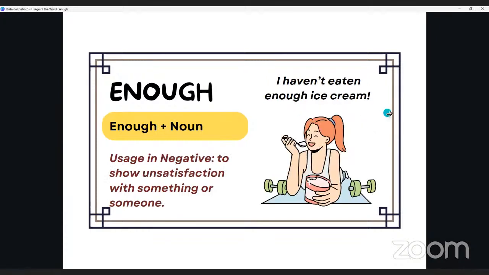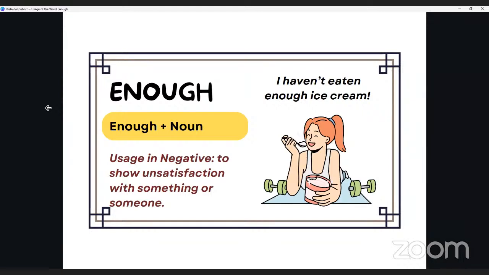Thank you, Emily. Livni, could you help me with this one? Yes. Enough plus noun. Usage in negative to show unsatisfaction with something or someone. I haven't eaten enough ice cream.